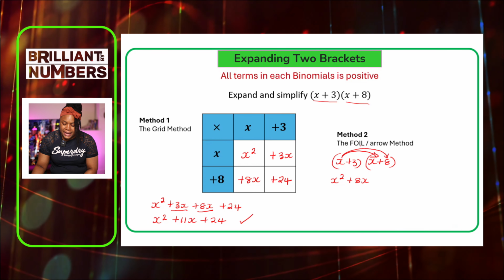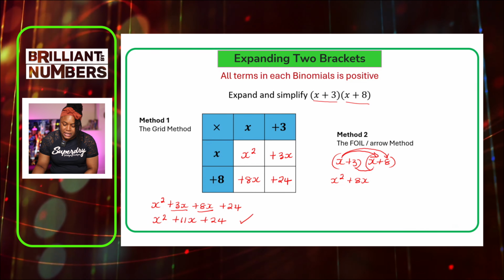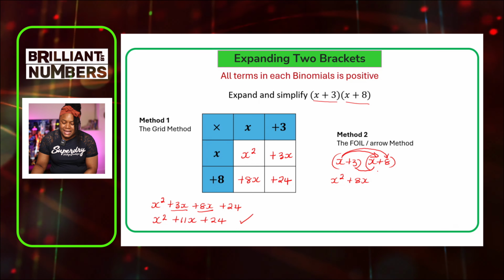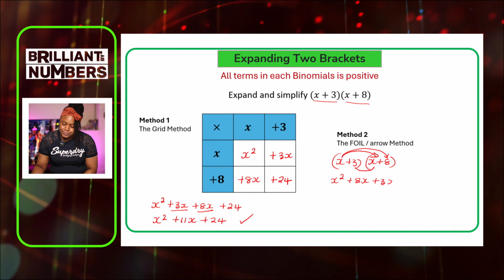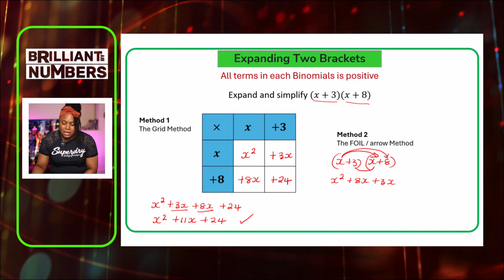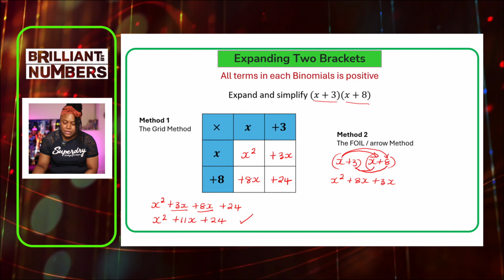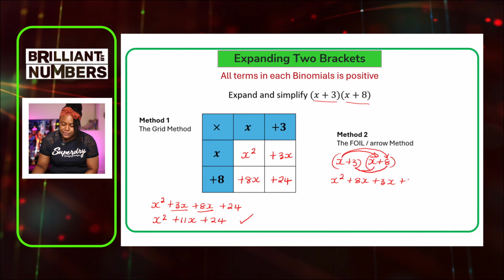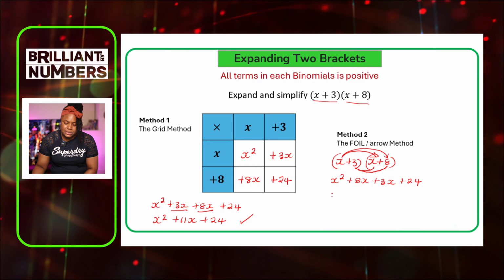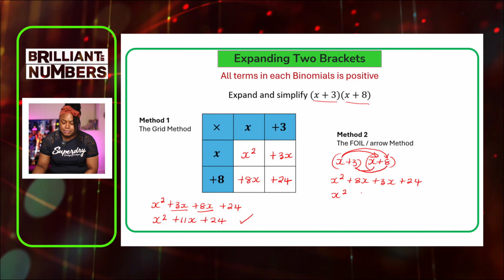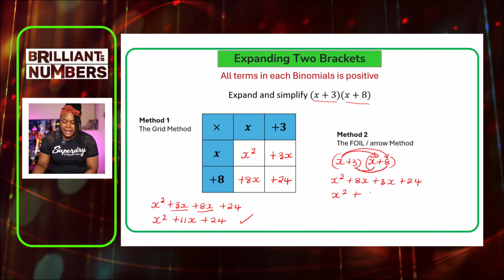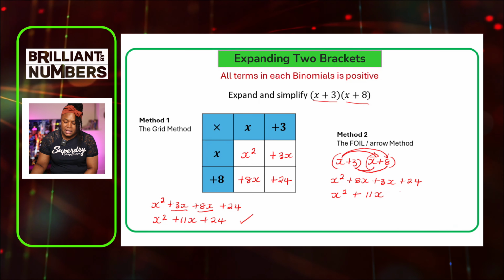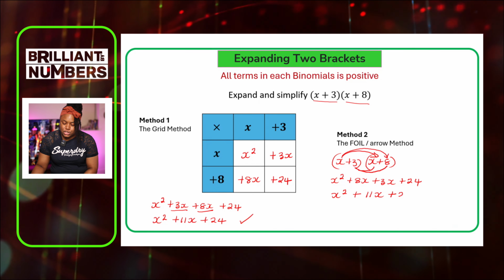Then I is for inner. The inner ones are 3 times x, which is 3x. And then L is for the last. The two last ones are 3 times 8, which is 24. I just need to now simplify the middle terms, which is the b term of my quadratic. So 8 add 3 is 11. So that's 11x plus 24.